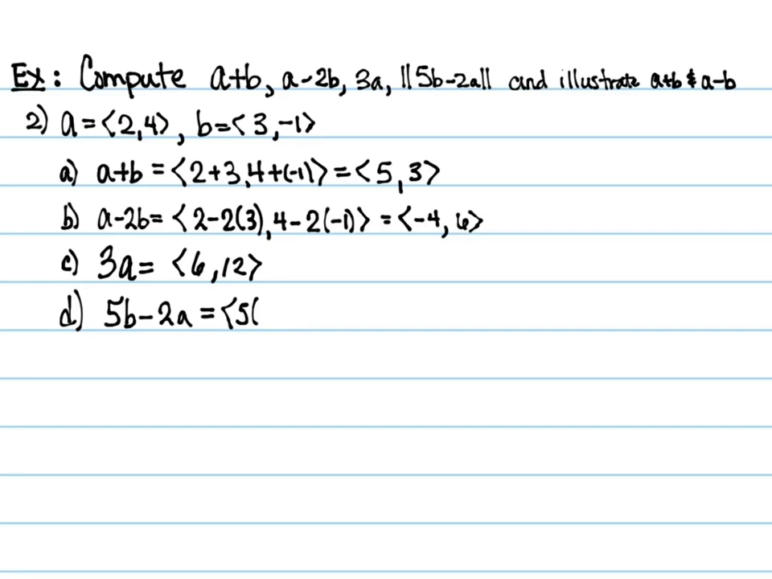5 times the b coordinate, which was 3. Wasn't it 3? Yeah. Minus 2 times the a value, which was 2, or the x coordinate in the a. And then I have 5 times negative 1 minus 2 times 4. So 15 minus 4 would give me 11, and negative 5 minus 8 would give me negative 13.